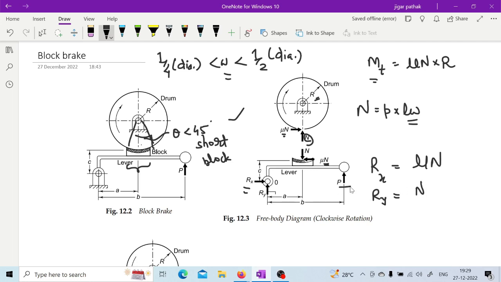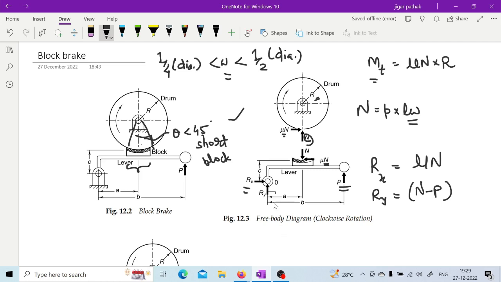minus this particular force P, right? So this is how you can have equilibrium of forces. Up to this it is clear? Yes or no?